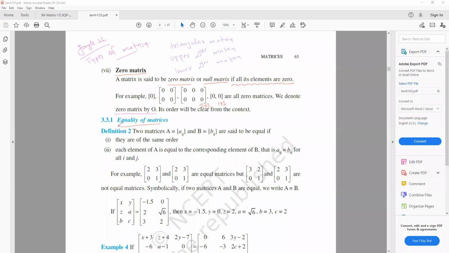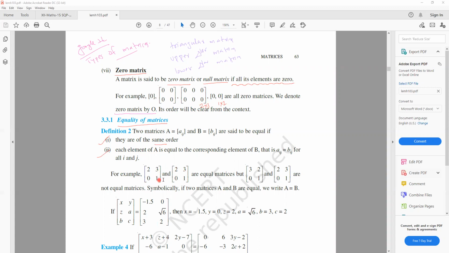Now another important concept, इसके बाद हम problems करने जाएंगे. Equality of matrices. When you can say two matrices are equal. Condition, first condition, they are of same order होना चाहिए. Second condition, each element of the first matrix should be equal to the corresponding element of the second matrix. मीन्स देखो इधर 2 3 0 1, 2 3 0 1, दोनों का ऑर्डर 2 by 2 है. इधर फर्स्ट एलिमेंट 2, इधर भी फर्स्ट एलिमेंट 2, इधर A12 एलिमेंट 3, इधर भी 3, इधर A21 एलिमेंट इज 0, इधर भी 0, A22 एलिमेंट इज 1, इधर भी 1.